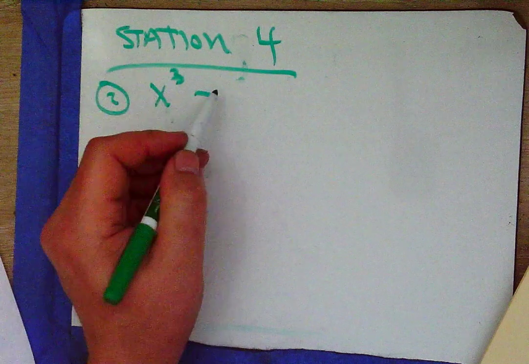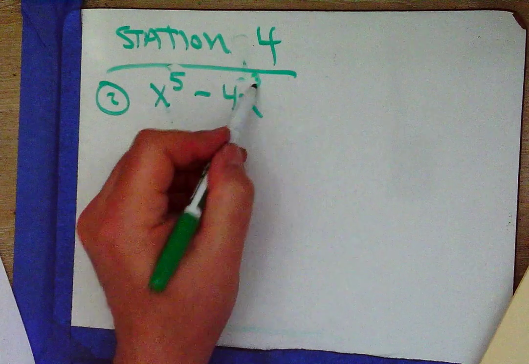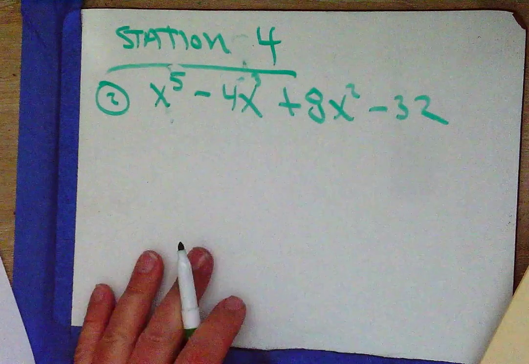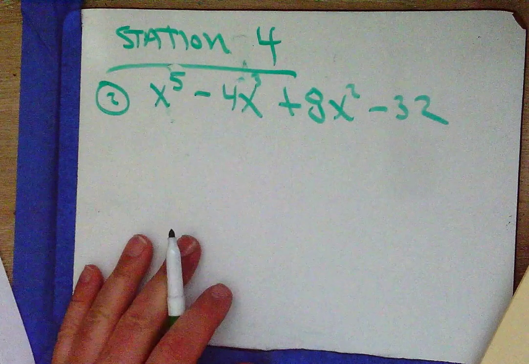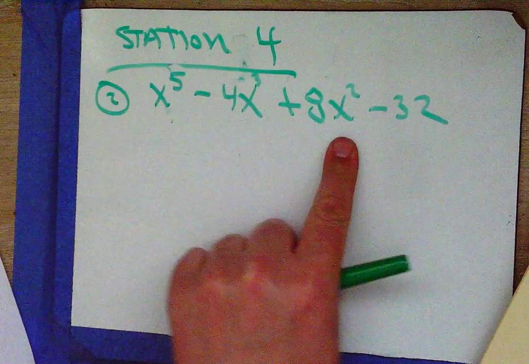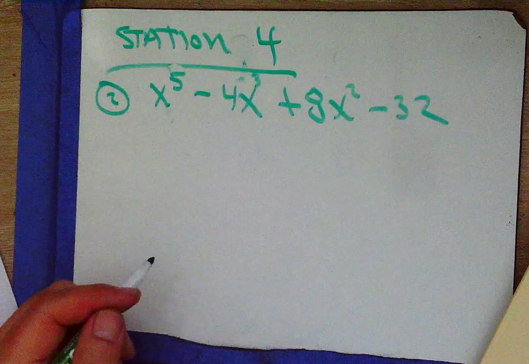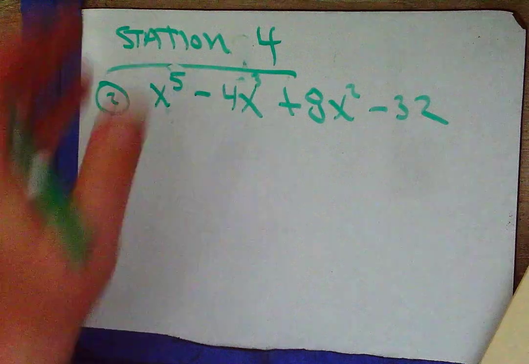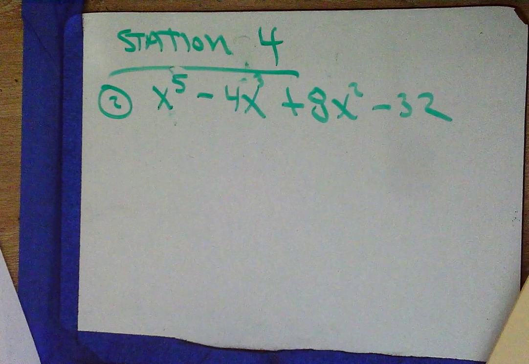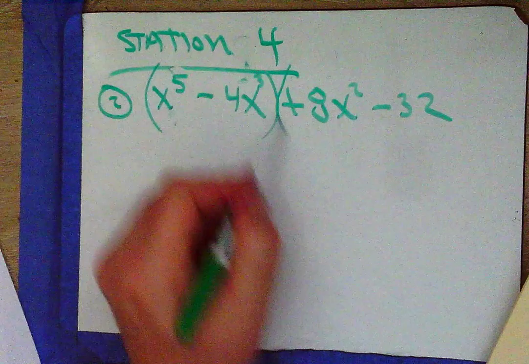Okay, I've got x to the 5th minus 4x to the 3rd plus 8x squared minus 32. All right, what are you thinking? Can we do any GCF factoring here? Well, I could take x's out of these, but not that. And I could take 2's out of these, but not that. So I don't see any GCF factoring here. So what can I do? That's right. When I have 4 terms, I should think about grouping.